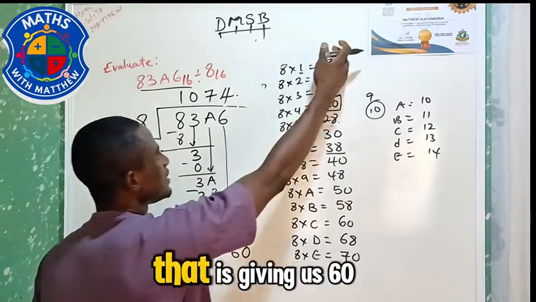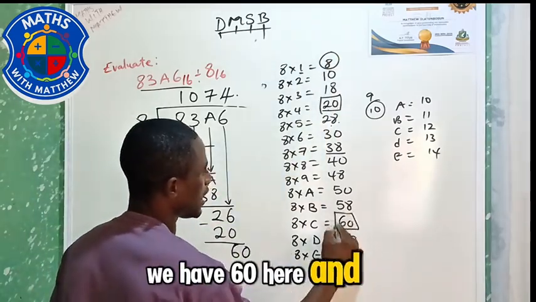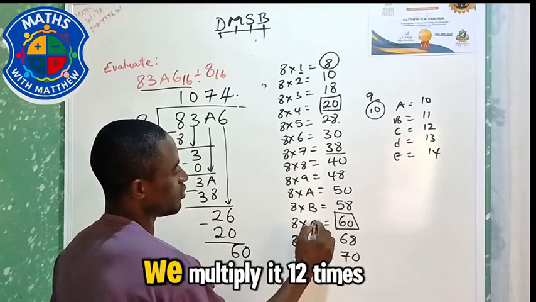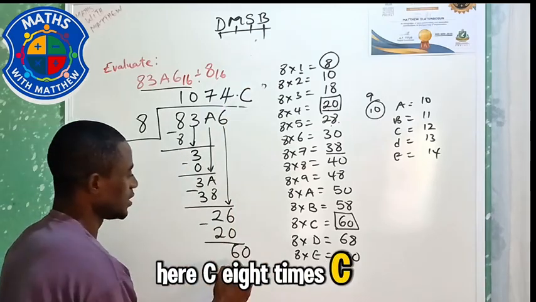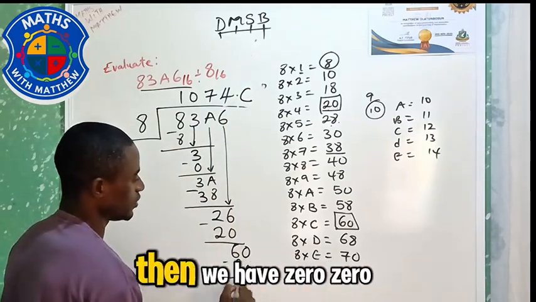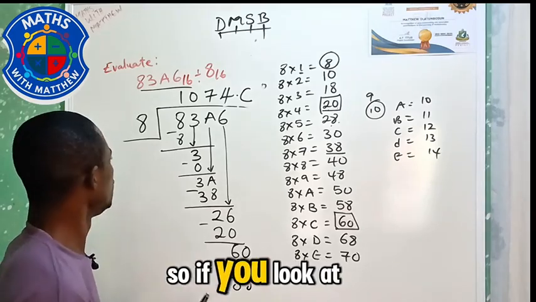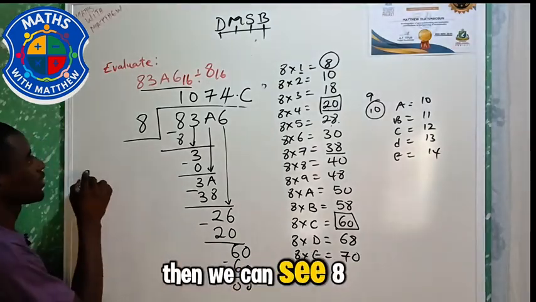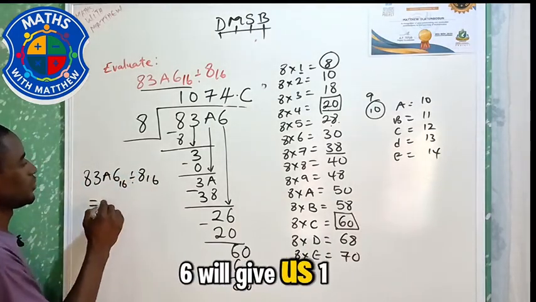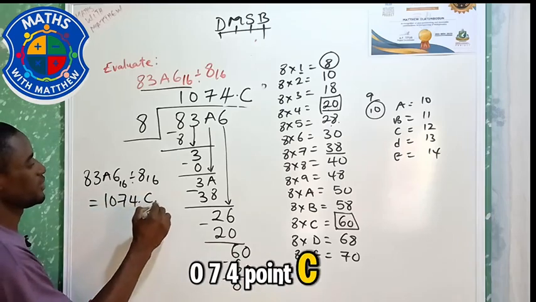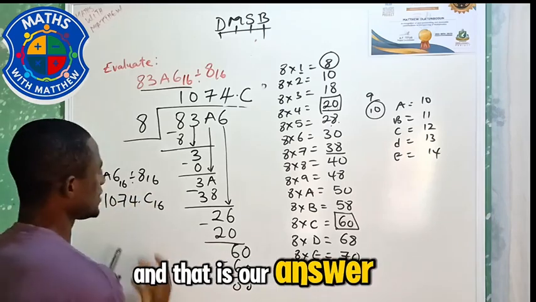So do we have anyone that is giving us 60 here? We have 60 here. And how many times did we multiply 8 to give us 60? We multiply it 12 times, which is our C. So that means we have here C. 8 times C gives us 60 here. But then we have 0, 0. So if you look at it very well, we can see 8386 base 16 divided by 86 will give us 1074.C base 16, and that is our answer on that.